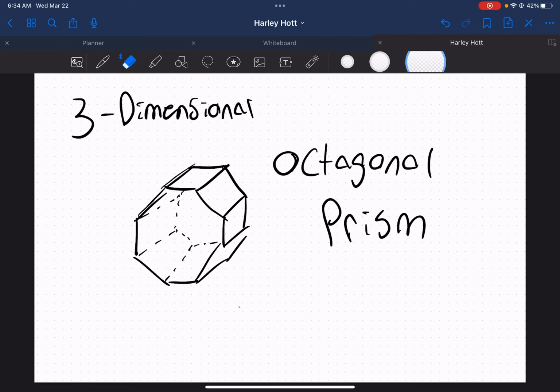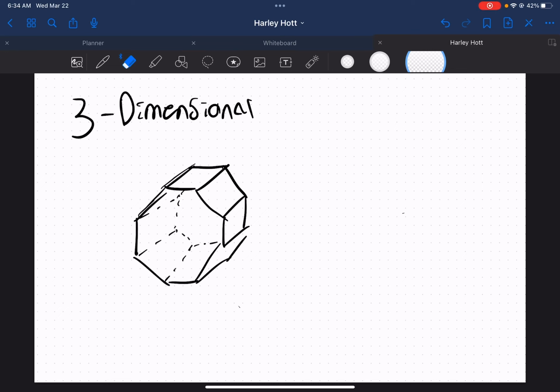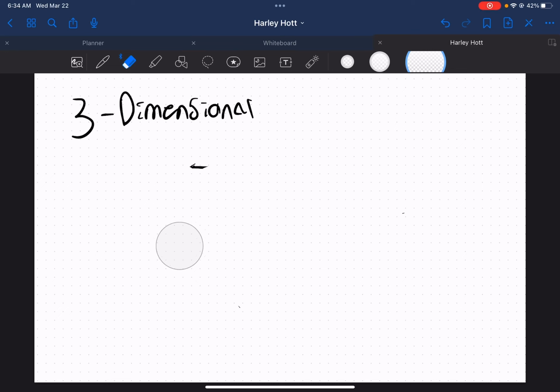Okay, so that's the first key type of 3D shape that you need to know. There are infinitely many types of prisms. A dodecagon is a 12-sided shape. A dodecagonal prism is going to be a 12-sided prism, or a dodecagon stretched into the third dimension to form a prism. Any shape you can imagine, you can do that with.